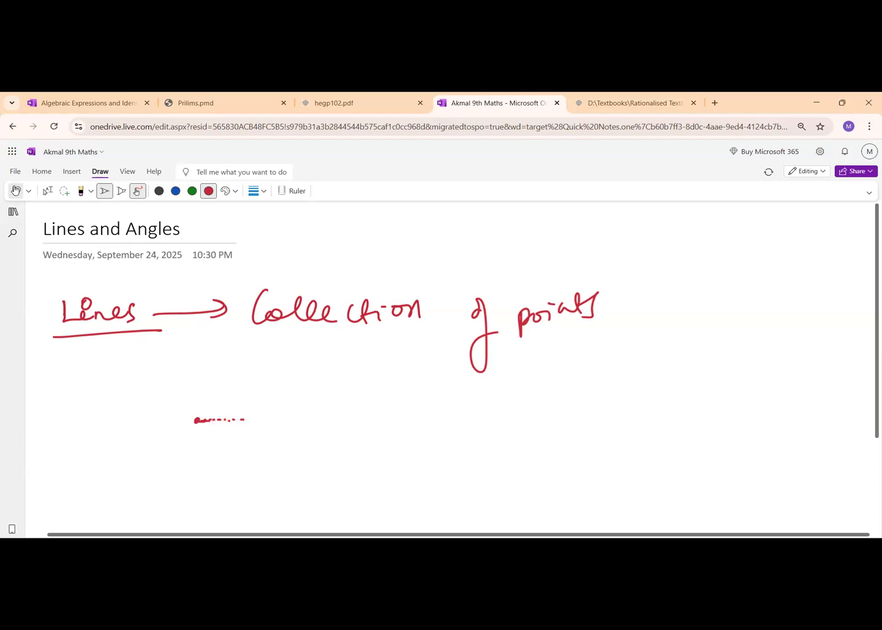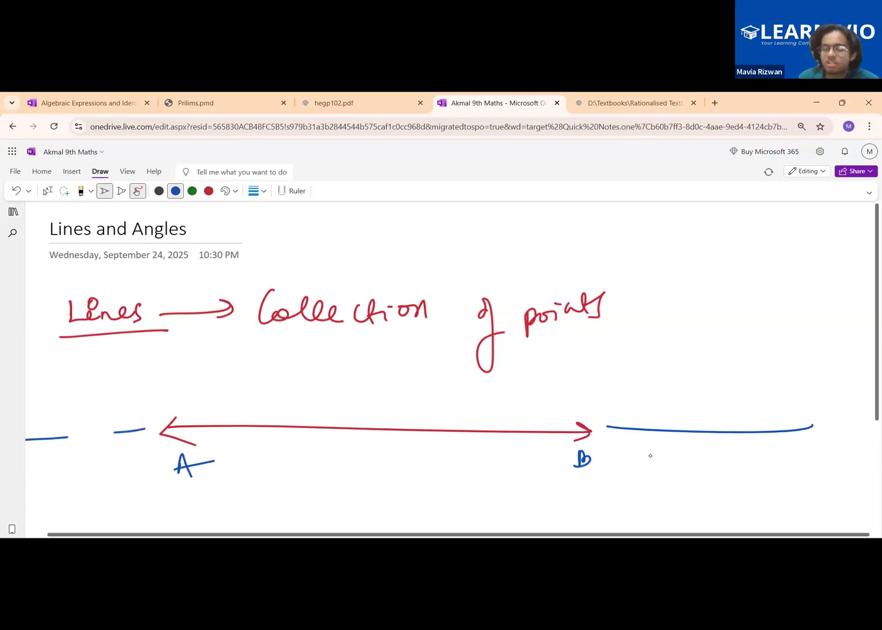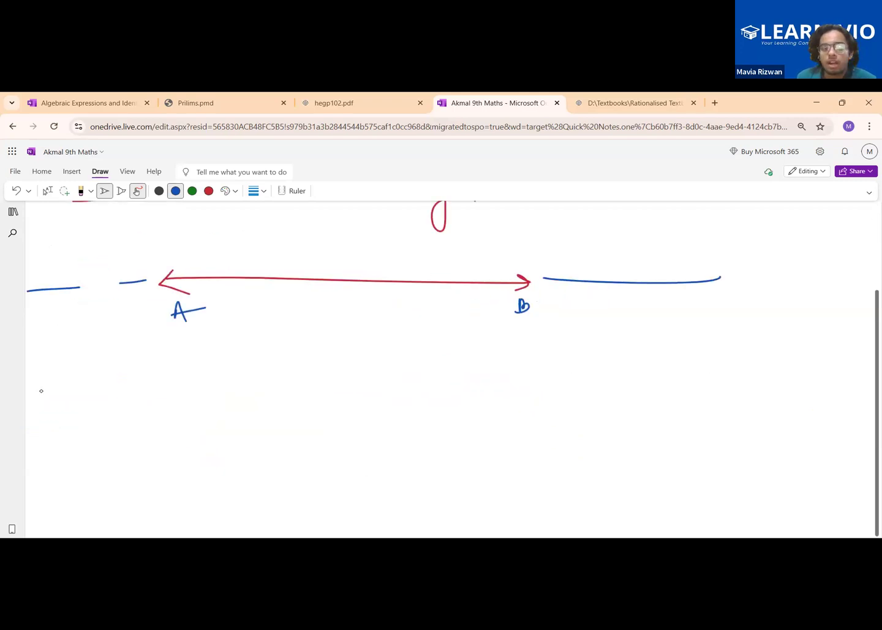Okay. So basically, a line can be extended. Like a line has both the arrows on its side. This means that this line, let's say this is line AB, I can extend it. I can extend it here, I can extend it even here. The arrows represent this. Okay, Akmal, clear? Yes, sir.